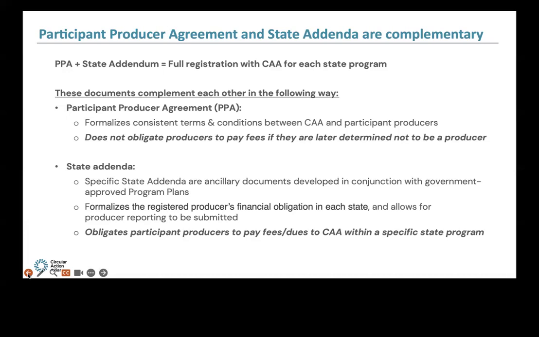You will not sign a state addendum for a state in which you're not obligated. This document does obligate producer fees and dues with CAA. Therefore, they're written in conjunction with the state program plans. At this time, the Oregon State Addenda is being finalized, and future state addenda will be made available as state regulations and program plans are completed.